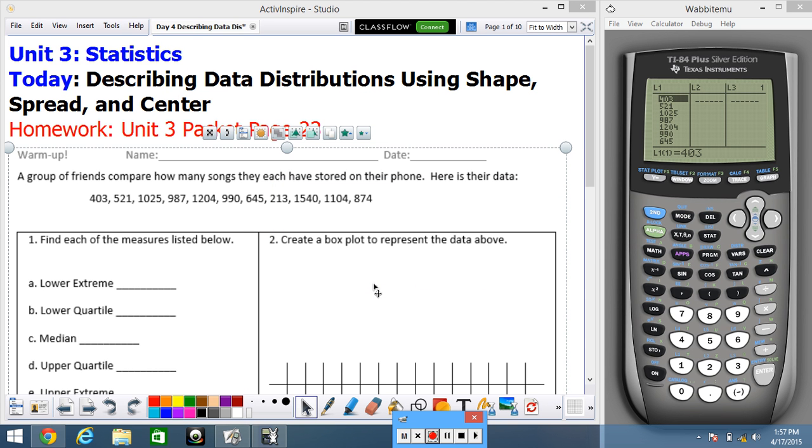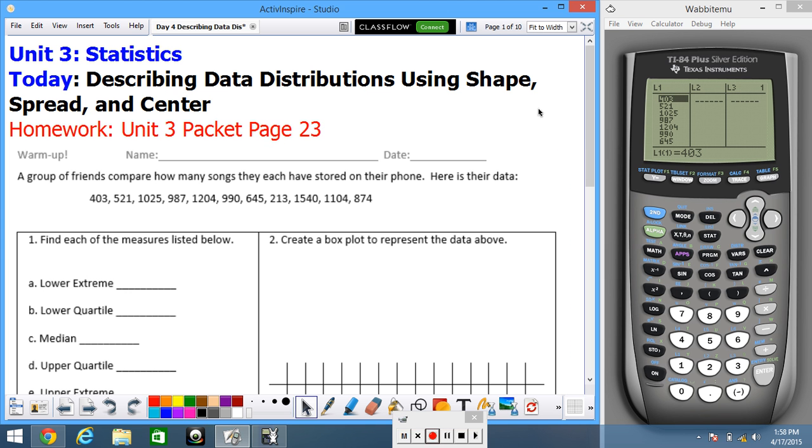Okay, so this is a lesson on looking at spreads of data distributions and being able to describe them using their shape, their spread, and their center. So everyone should have a copy of this warm-up, and go ahead and get started by typing the data into L1 in your calculator. Okay, so if you still need more time to type the data in, pause the video.